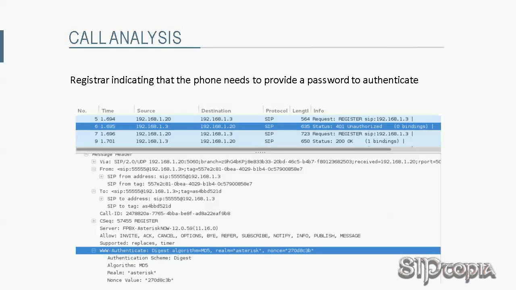Keep in mind, in this case, we are using an Asterisk PBX, and it's indicating that the phone needs to provide a password to authenticate. We received 401 Unauthorized. As you can see from the highlighted line, we are given some arguments to use to calculate our response.